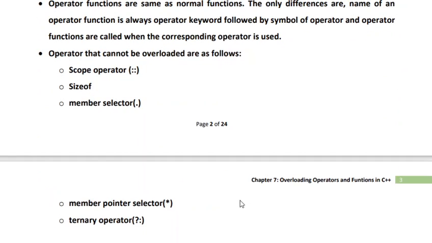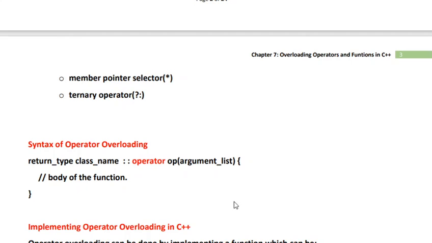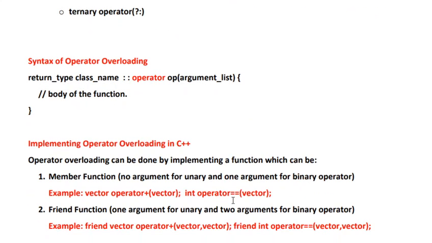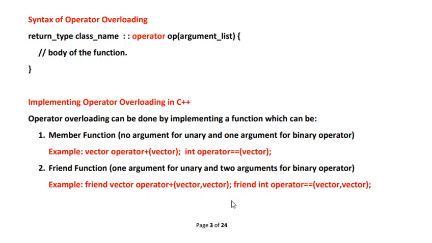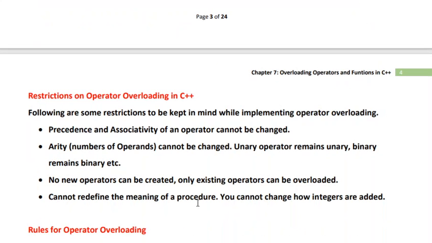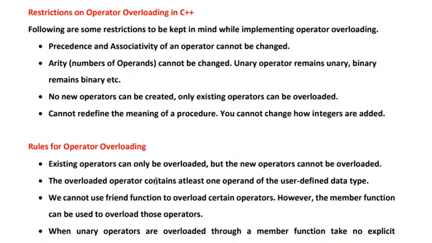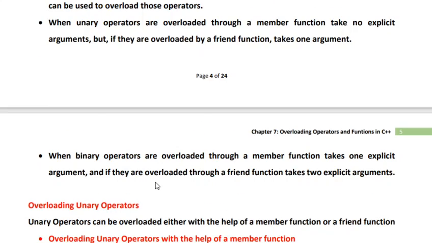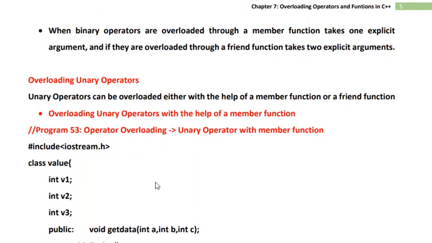We have learned what operators can and cannot be overloaded, and the syntax for operator overloading. We've learned how operator overloading can be implemented in C++, and the restrictions on operator overloading as well as the rules for operator overloading. So let us try to understand it with the help of an example.